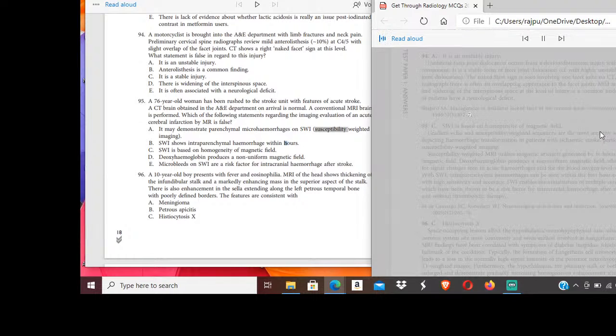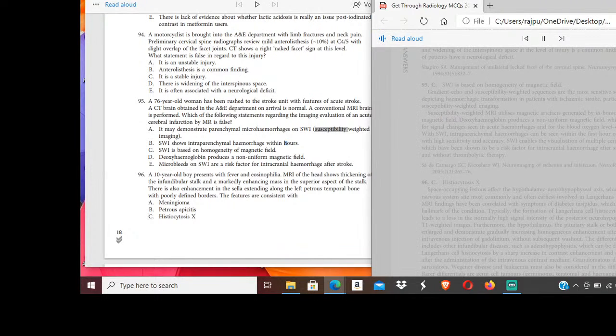95. C. SWI is based on homogeneity of magnetic field. Gradient echo and susceptibility-weighted sequences are the most sensitive sequences for depicting hemorrhagic transformation in patients with ischemic stroke, particularly susceptibility-weighted imaging. Susceptibility-weighted MRI utilizes magnetic artifacts generated by inhomogeneities of the magnetic field. Deoxyhemoglobin produces a non-uniform magnetic field, which accounts for signal changes seen in acute hemorrhages and for the blood oxygen level dependent effect.